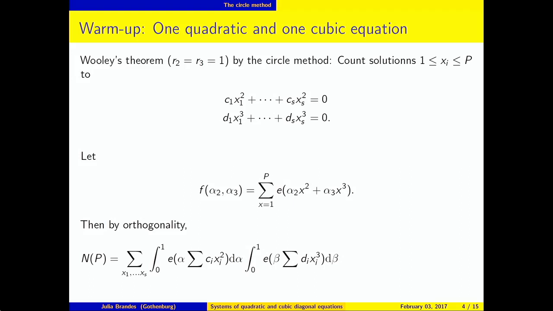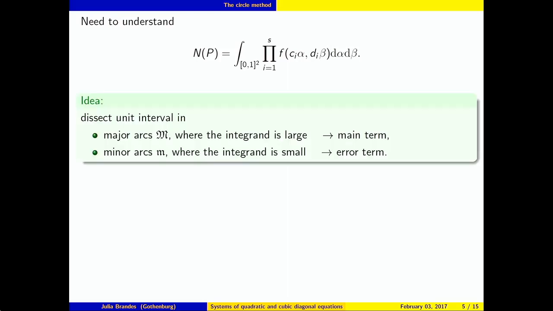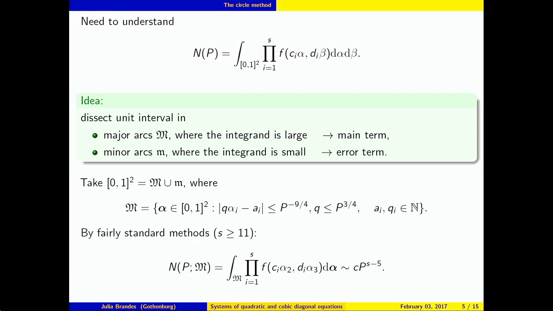Okay, but now we can rearrange the terms in here and write this just as the integral over several of these exponential sums, where we have the coefficients in the exponential sums. So this is the guy that we want to understand. And the idea is that we look at the integrand and we dissect the region of integration into a part where the integrand is large, and that's going to give the main term, and a part where the integrand is small, and that's going to give the error term. So that's what the dissection looks like.